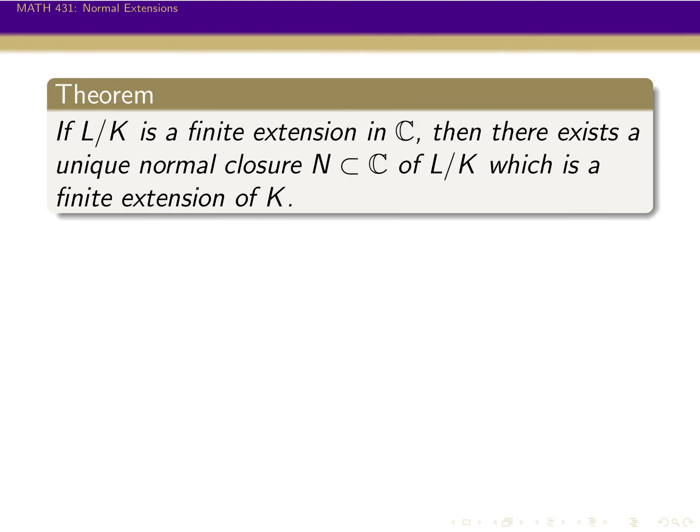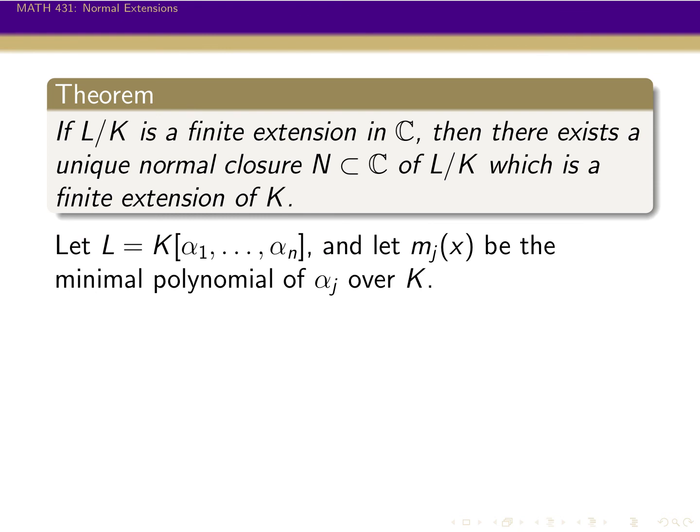Our final theorem for this video is really saying that normal closures are unique. If we have L over K as a finite extension in C, the complex numbers, then there is a unique normal closure of L over K inside of C, which is a finite extension of K.